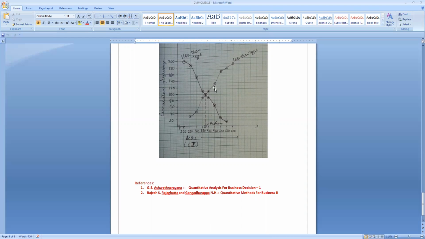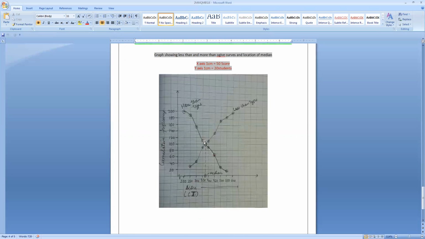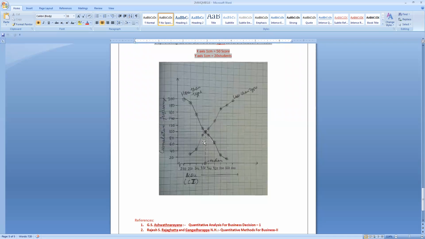In increasing order, what we get is one ogive curve, which is considered the less than curve, and in decreasing order we get the more than curve. At the intersection of the two ogive curves, the central point, we draw a perpendicular line which highlights the value of the median. Therefore, the value of the median is 375. Exactly, we got 375 here. This is how we plot the median value on the graph.